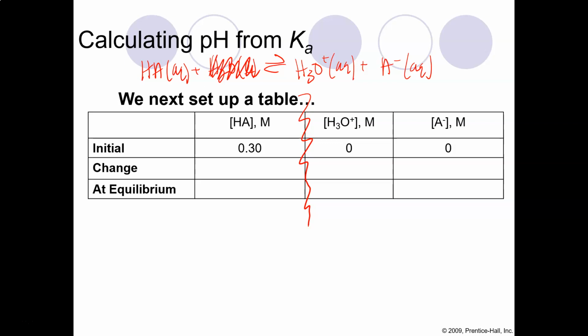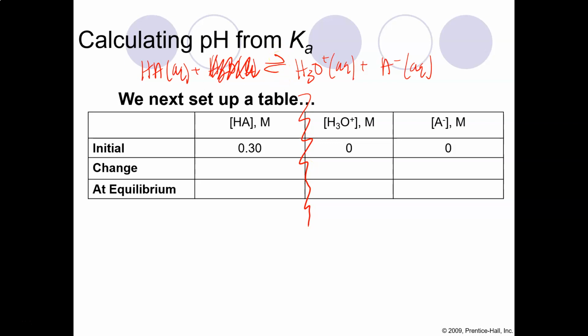The question does not give us any equilibrium values at all, so I have no more numbers to put in here, but we can work on our change row. So the change row, we know that with ICE tables, one side of the arrow is always positive and one side of the arrow is always negative. And the squiggly red line was my reminder of where the arrow is.